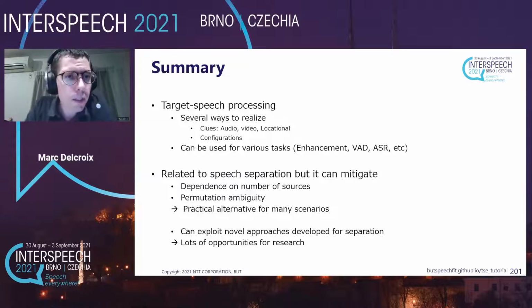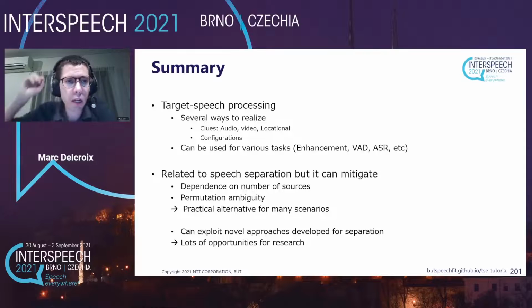So first, we introduced target speech processing, and we showed that there are various ways to realize it using different clues like audio, video, locational clues, and different configurations of the neural network. Also, we showed that these technologies can be used for various tasks such as enhancement, voice activity detection, ASR, etc. So the problem is related to speech separation, but it can mitigate some of the practical issues with speech separation, which is the dependency on the number of sources and the permutation ambiguity. So it can be a practical alternative for many scenarios if we can have access to speaker clues.